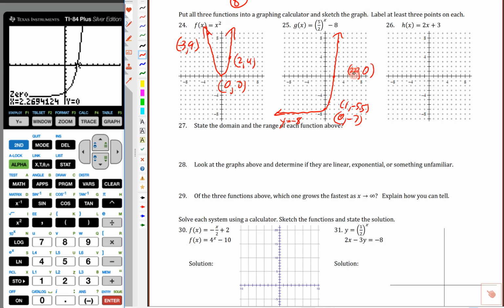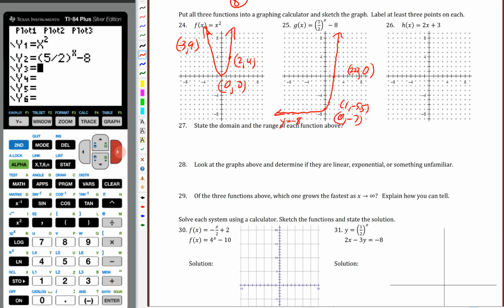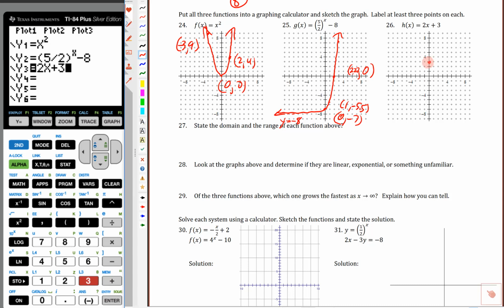All right, last one. And again, this one shouldn't take any effort at all. I'm going to go up here, turn this one off. Come over here, we're going to type in 2x plus 3. So this one should cross at 3. We know that's a linear function. We're going to rise 2 and run 1, rise 2 and run 1, so it looks something like this. Okay, so we've got a nice graph like that, and gosh, I hope we get this right.